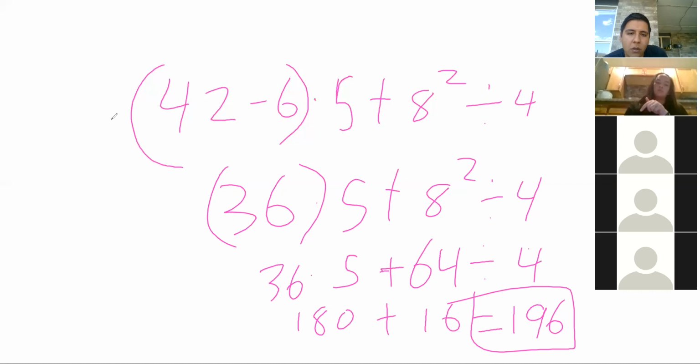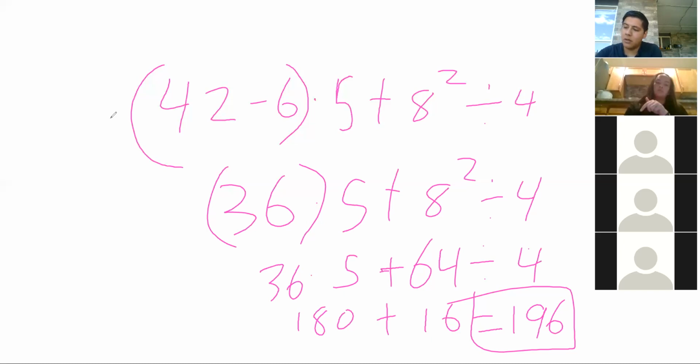So if you see, just adding parentheses there completely changed the answer, right? Our original answer was 28. And just adding the parentheses means we had to do that subtraction first, so that completely changed the answer into 196, which is a really big difference. That's just to show why our order of operations matters. Okay.